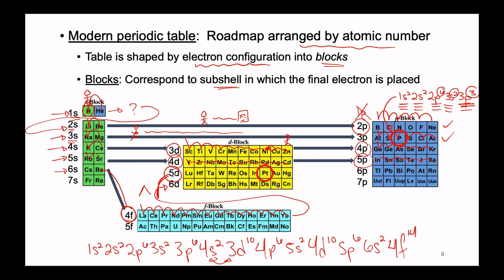We circle back to the 5D. We are in the home stretch. Platinum is in sight. The road trip is almost over. 5D comes after 4F.